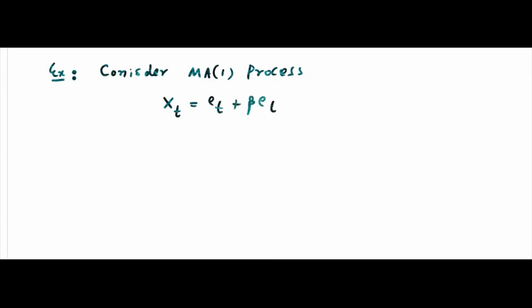Suppose you consider one MA1 process. Consider the MA1 process: Xt is equal to Et plus beta Et minus 1. I can write that Et follows a distribution with mean 0 and variance sigma square.